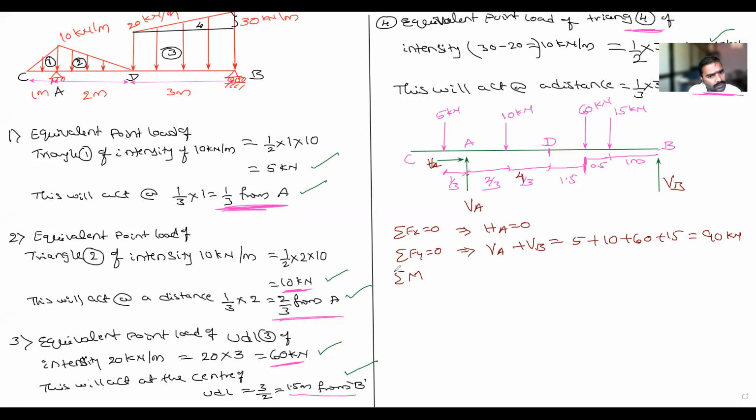A point. Okay, A point. You can take it either way. So I will take moment about A, and that is equal to 0. Yes, all of you concentrate on the screen. Moment about A is equal to 0.